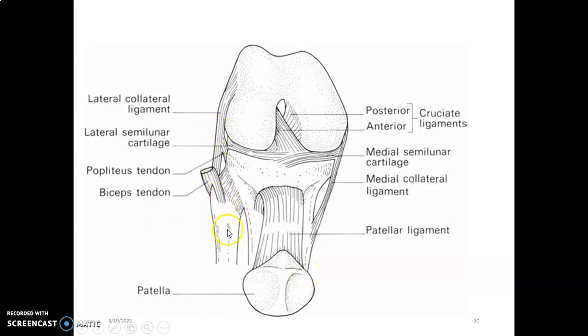Then this is your fibula, this is your femur. Look at the medial condyle of the femur, it is usually narrower and longer than the lateral condyle, and that's important in the locking and unlocking of the knee.